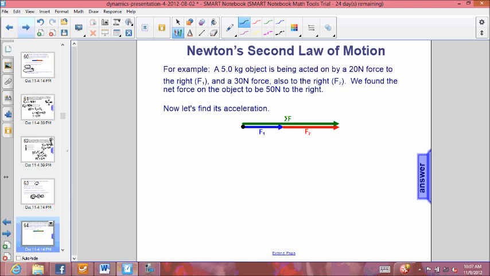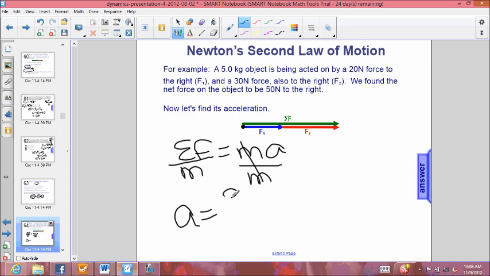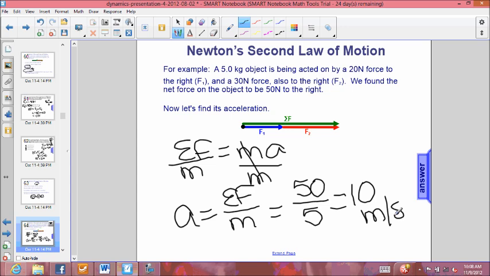So for example, we've got the same problem as before, our 5 kilogram object, with a 20 Newton force to the right and a 30 Newton force to the right. So we found the net force on the object to be 50 newtons to the right. Now we want to find the acceleration. So we've got sigma F equals ma. We want to get the a by itself, so we divide by m. Now a equals sigma F over m, which equals 50 over 5, which equals 10 meters per second squared.